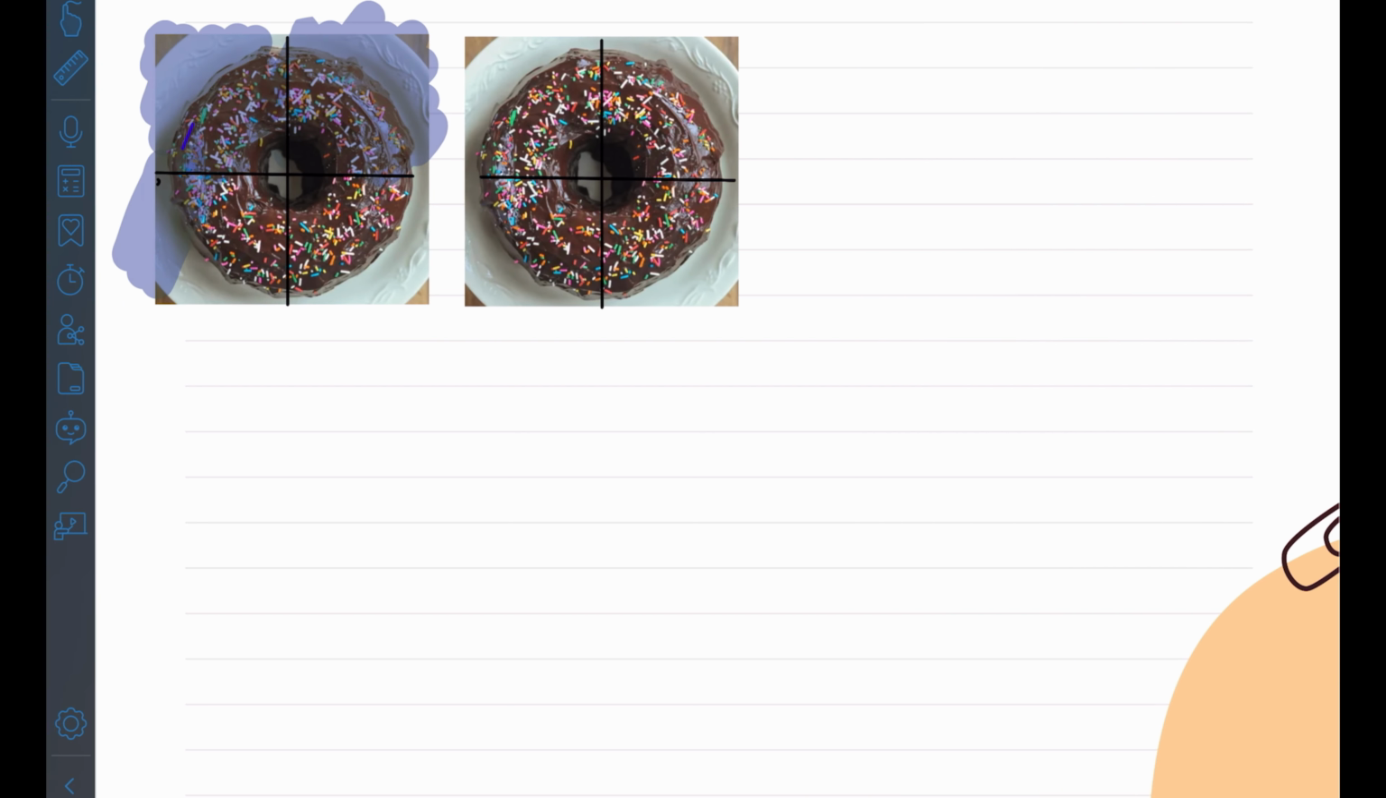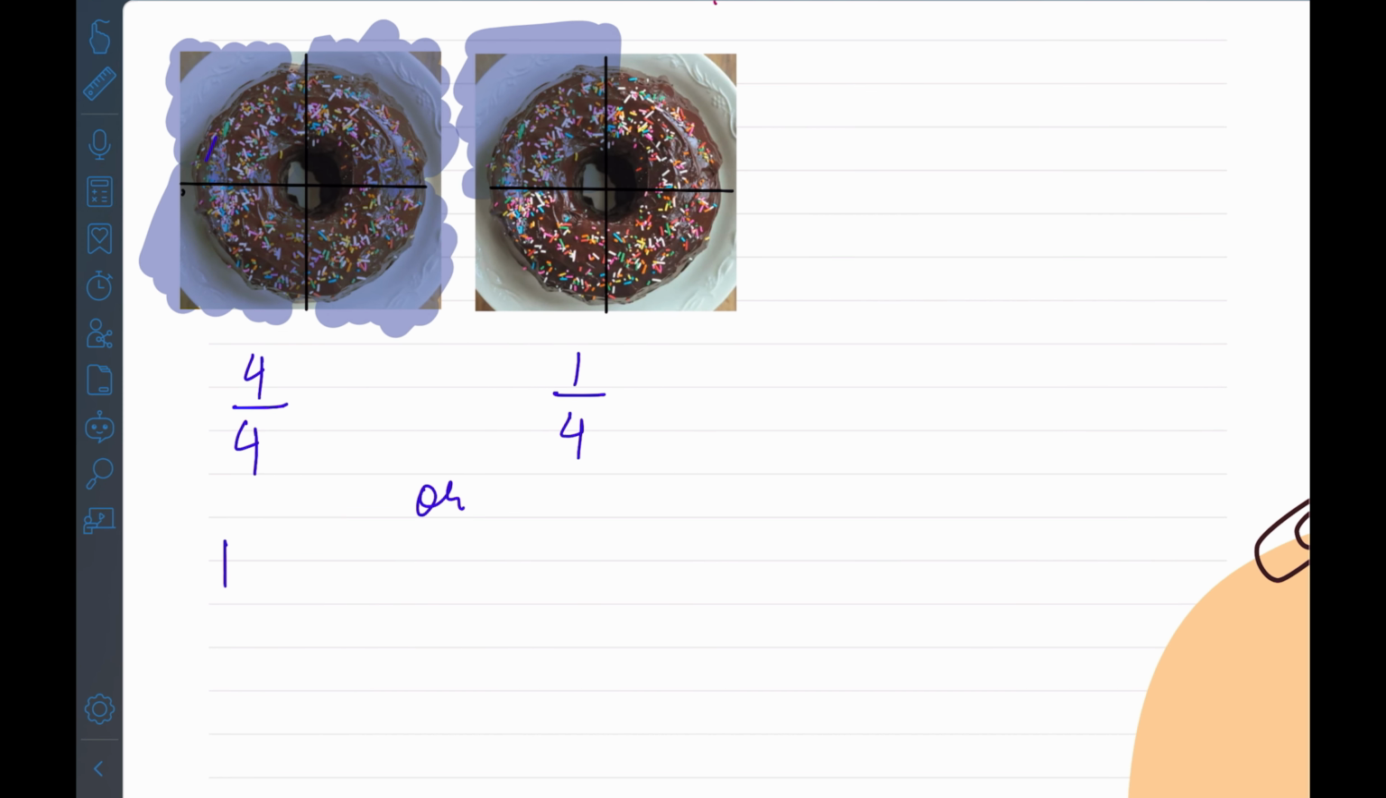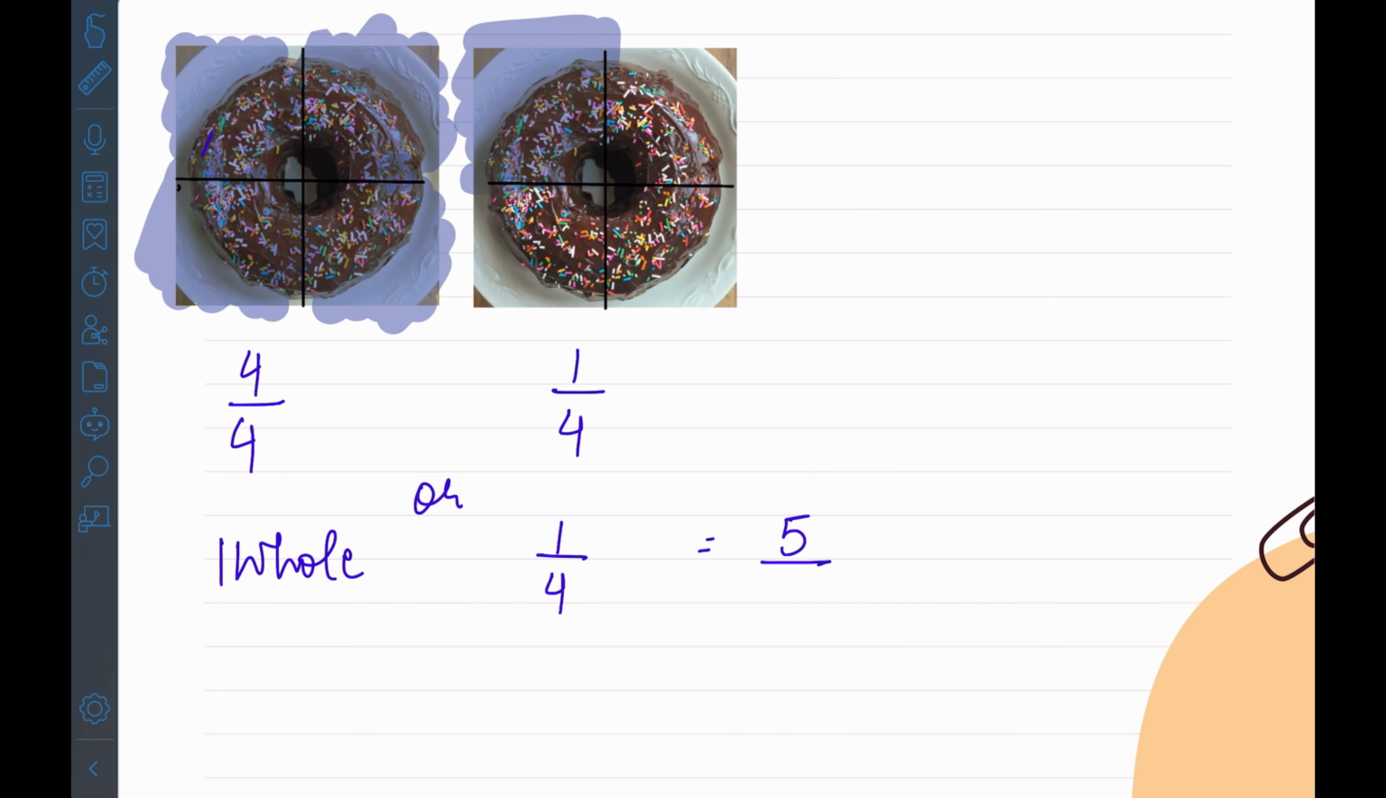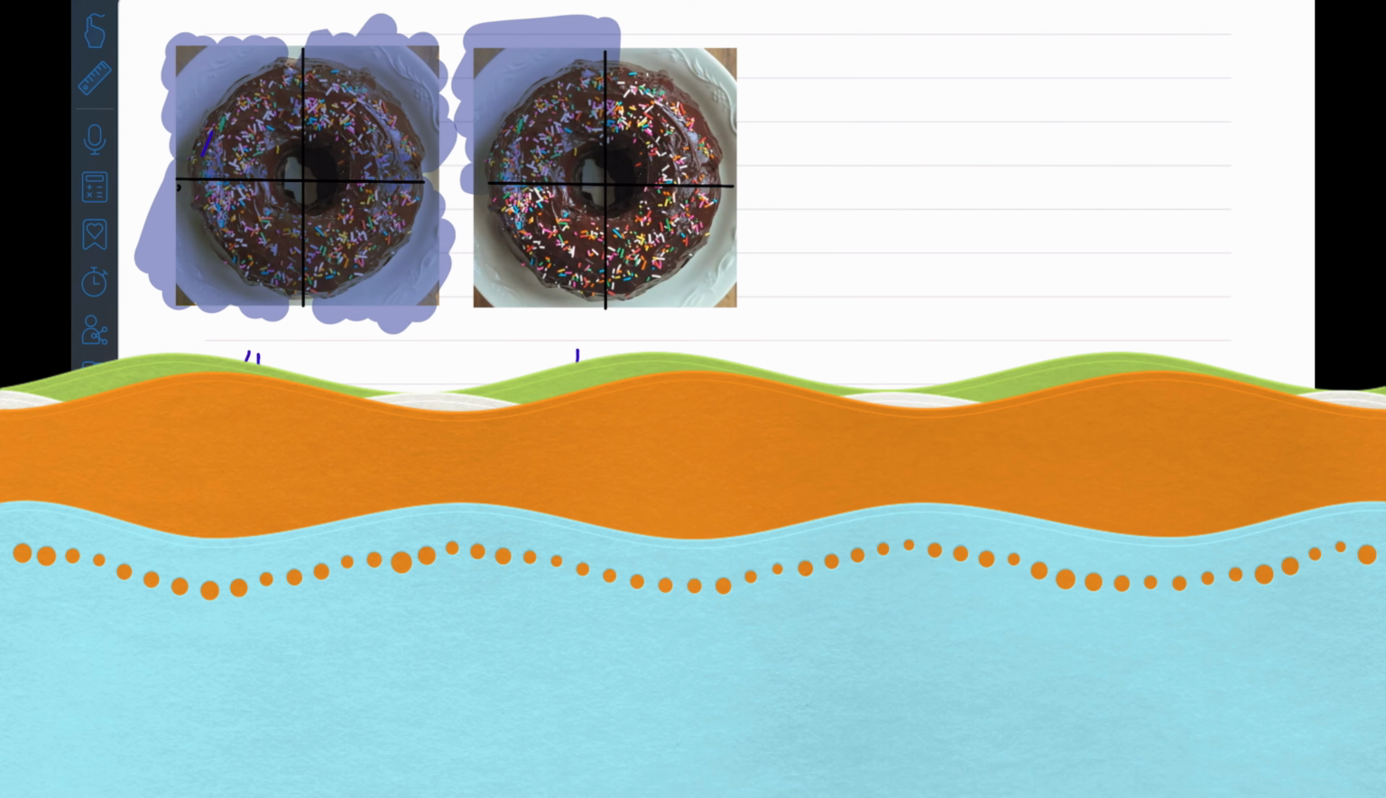We have 2 donuts this time. Both of them have been divided equally in 4 parts. I have shaded all 4 parts in the first one and 3 parts in the second one. It represents 4/4 and 1/4 or 1 whole and 1/4. So what fraction represents the total eaten parts? That's 5 by 4. 5 by 4 eaten parts of donuts.